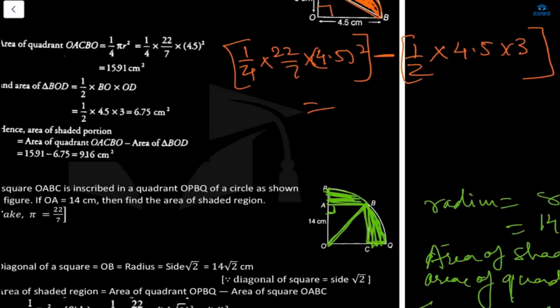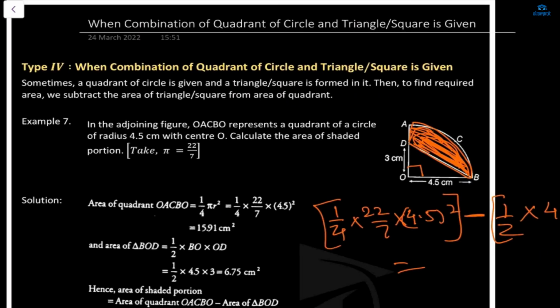Any doubt in this section? We need to find out the area of the combination of figures. Safia and Rudronial, any doubt in this section? No, ma'am. Safia, do you have any doubt? No. So this is all.